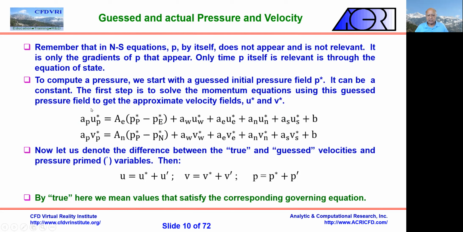So here is the process. We guess some pressure, and with that guessed pressure we compute a guessed velocity. This is the equation that computes the guessed velocity, right? Now the difference between the true and the guessed velocity is U prime, V prime, and P prime for the pressure. What we mean by true is the one that will actually satisfy the actual equation, not with this guessed pressure, but with the final pressure.